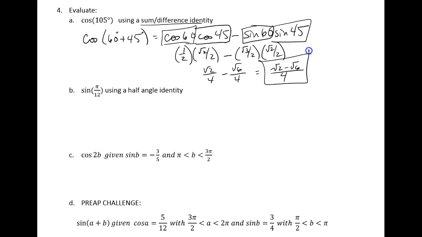And I know it's not a pretty answer, but it is your answer. All right, part B is the same thing. It gives us a funky angle, or the sine of an angle to find, and it tells us to use a half angle identity now.